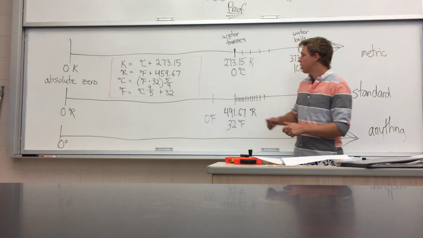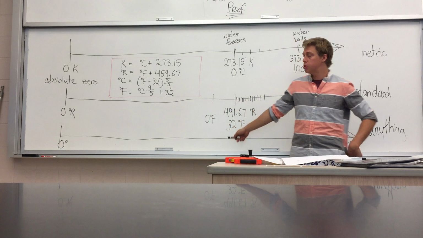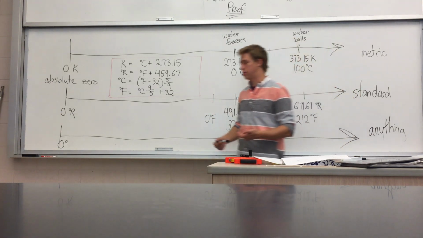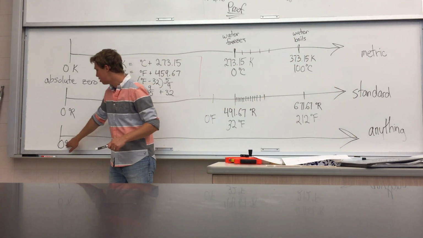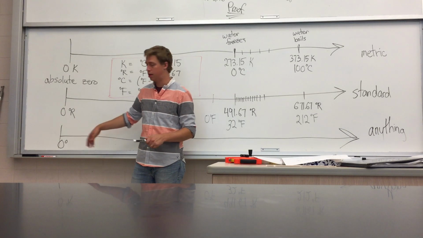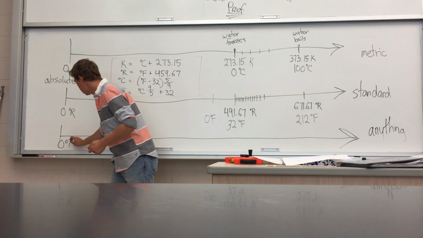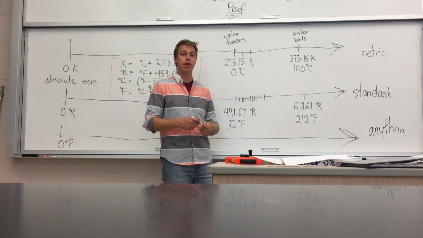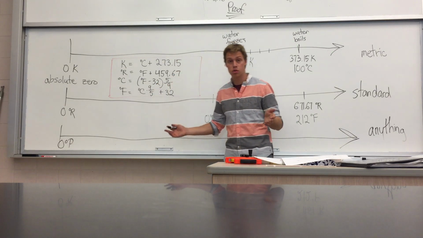Okay, so what I was saying is that I can choose any temperature scale, but my absolute zero has to match. And so it has to be 0 here at the end, all right? And so I could call this 0 degrees P for like the Peter scale, okay? So I can make my own scale.